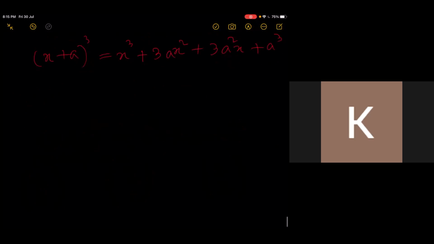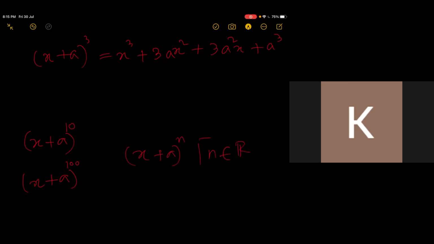But using the binomial theorem, I can even evaluate (x plus a) whole to the power 10 without multiplication. (x plus a) to the power 100. Anything I can do. Okay. Actually, the binomial theorem you can generalize for real numbers also. But for that, you need some calculus. It is true, but I am not teaching you this. I am just teaching you this for natural numbers.